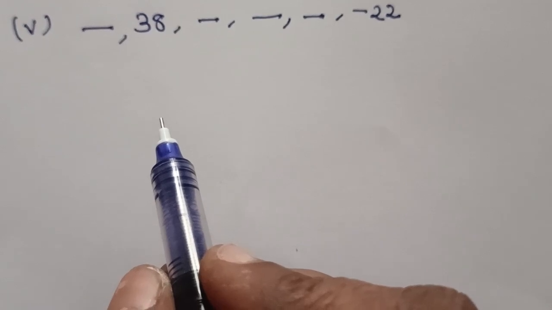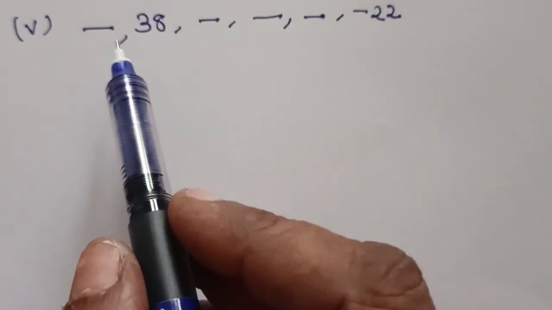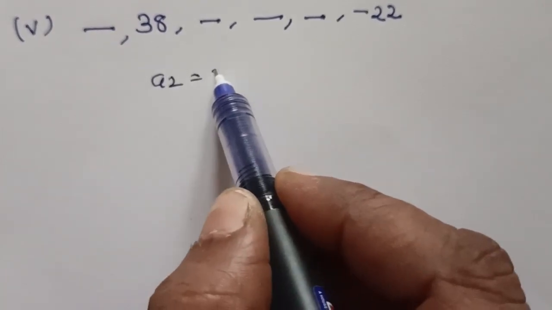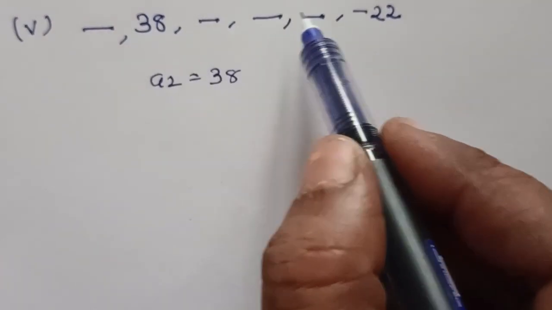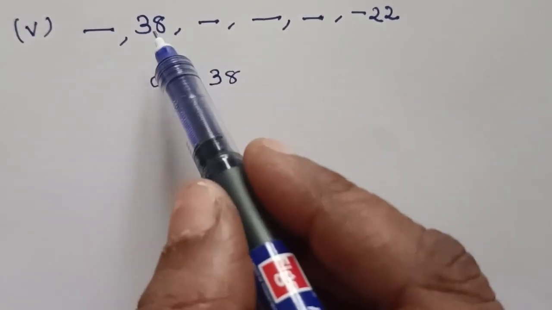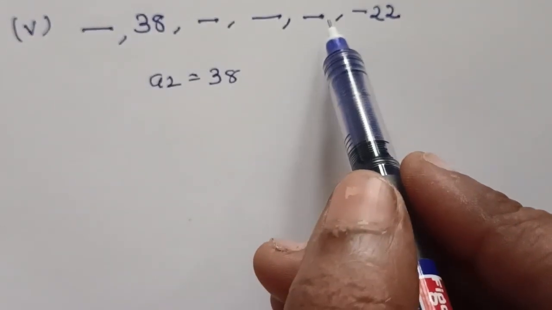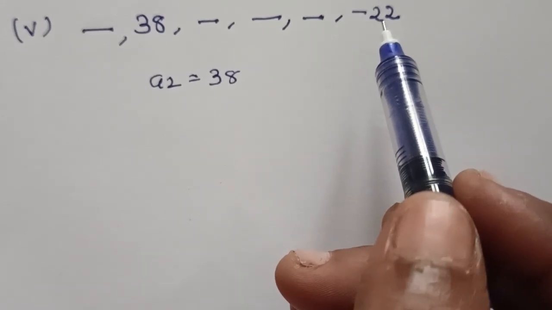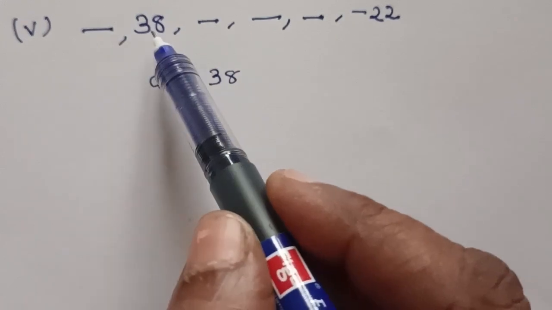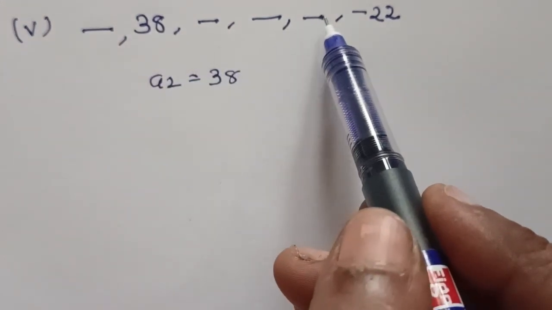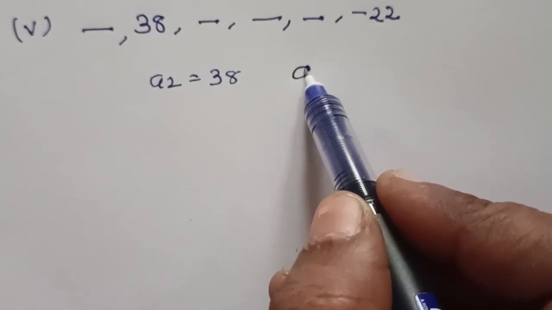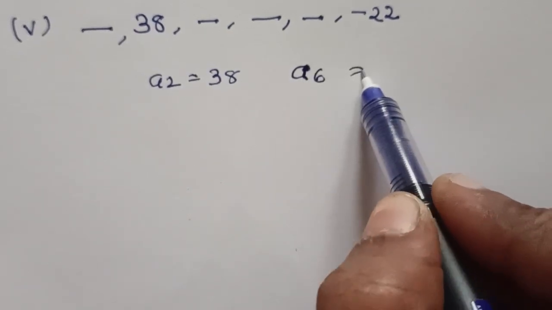Fifth question. Second term is given, A2 equal to 38. A3, A4, A5, A6. A1, A2, A3, A4, A5, A6, isn't it? No, this is minus 22. So, A1, A2, A3, A4, A5, A6. Yeah, A6 equal to minus 22.